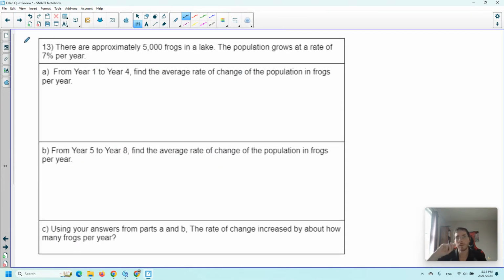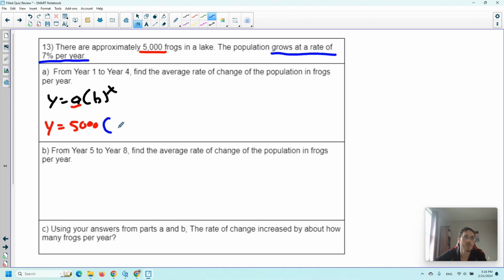For 13, there are approximately 5,000 frogs in the lake. The population grows at a rate of 7% per year. From year 1 to year 4, find the average rate of change of the population in frogs per year. So what we want to do is set up our equation y equals a times b to the x. Our initial amount A is 5,000 frogs. B is our rate, so we're going to grow at a rate of 7% per year. So this time we get to do 1 plus 0.07, and then years is just going to be the x. So that's our equation. So we need to go from year 1 to year 4.